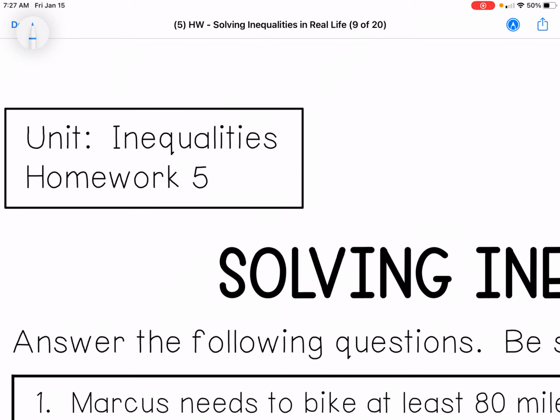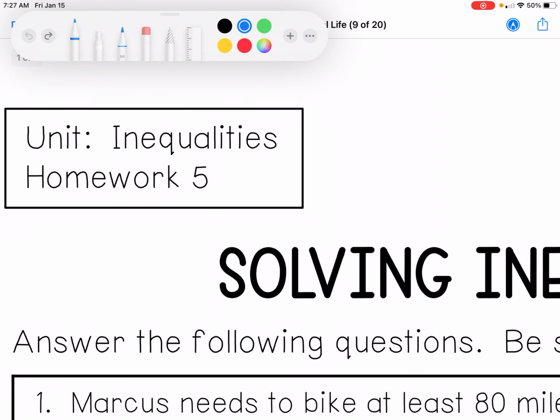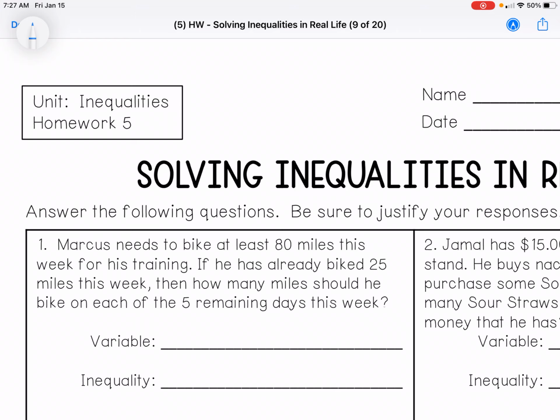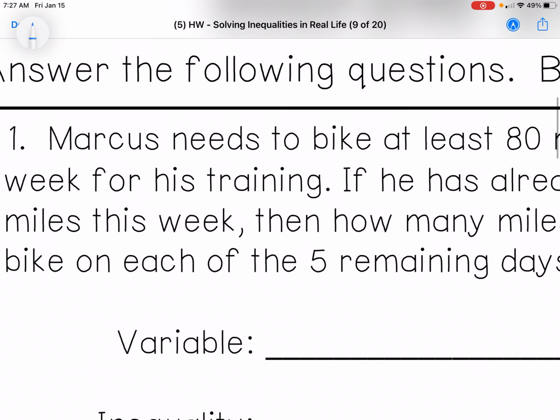Inequalities, homework 5. Solving inequalities in real life. Answer the following questions. Be sure to justify your responses.